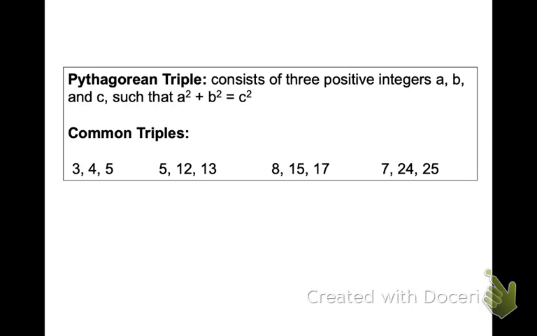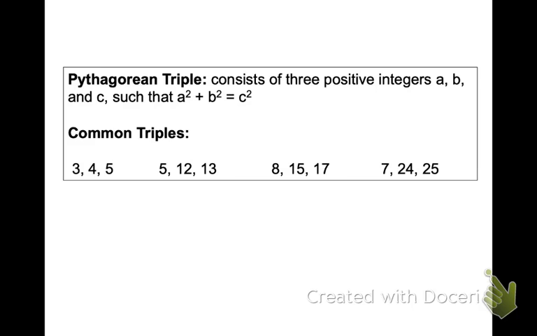Now I'm going to use the term family. So we have common triple families. Pretty much any time you use the Pythagorean theorem and you end up with an integer answer, and all three of your sides are integers, then it's a Pythagorean triple. Those ones on your homework where you end up with a square root as your final answer would not be a Pythagorean triple.